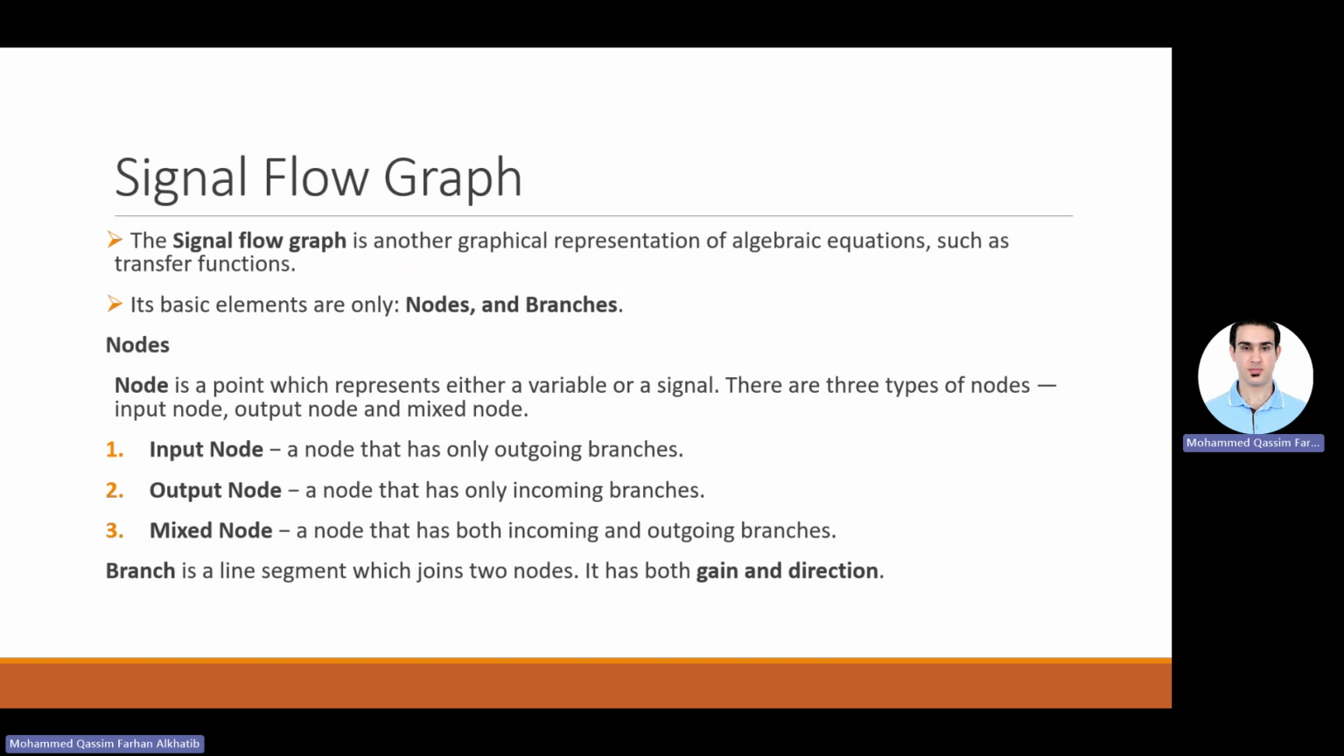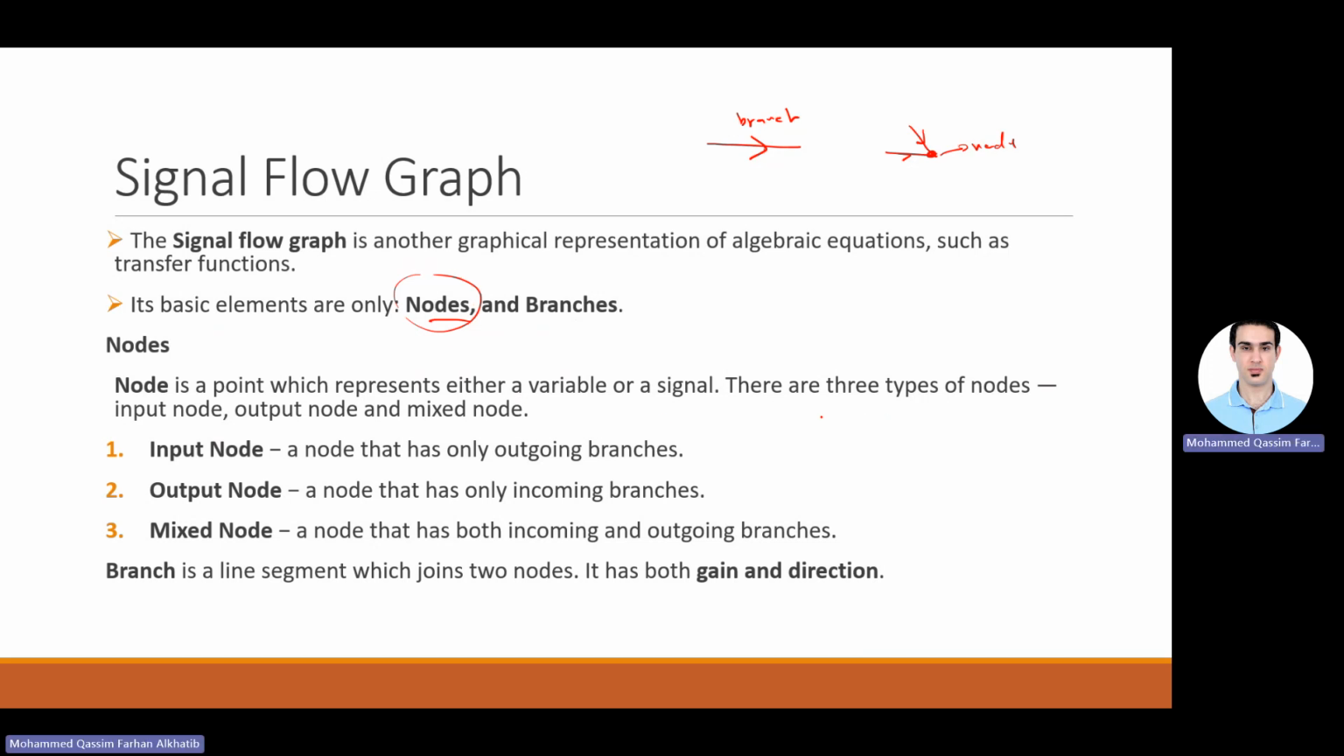All right, so the signal flow graph, we have everything represented in nodes and branches. This is what we call a branch. It's just an arrow pointing in a certain direction. And a node is just a connection of branches. Okay, so the signal flow graph is another graphical representation of algebraic equations such as the transfer function. Its basic elements are only nodes and branches. As I mentioned, a node is just the combination of branches. A node is a point which represents either a variable or a signal.